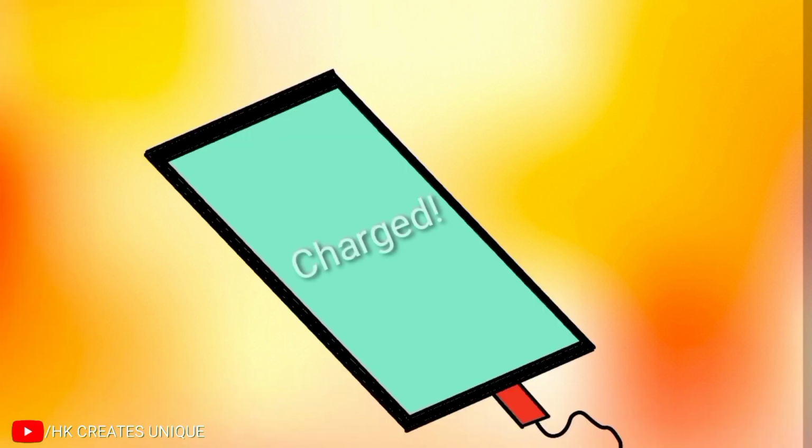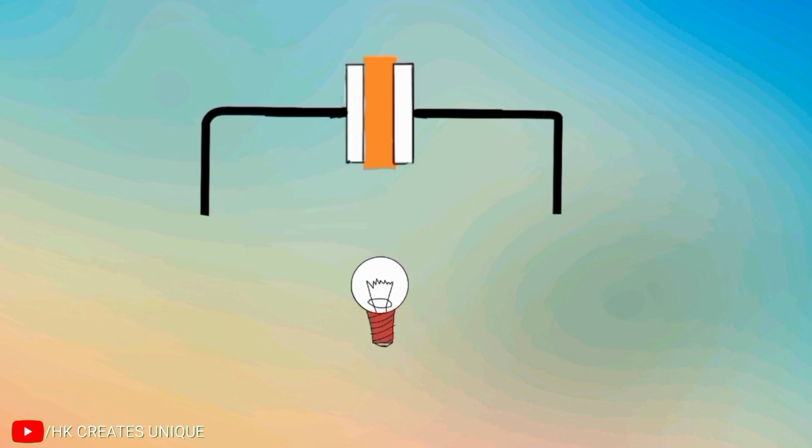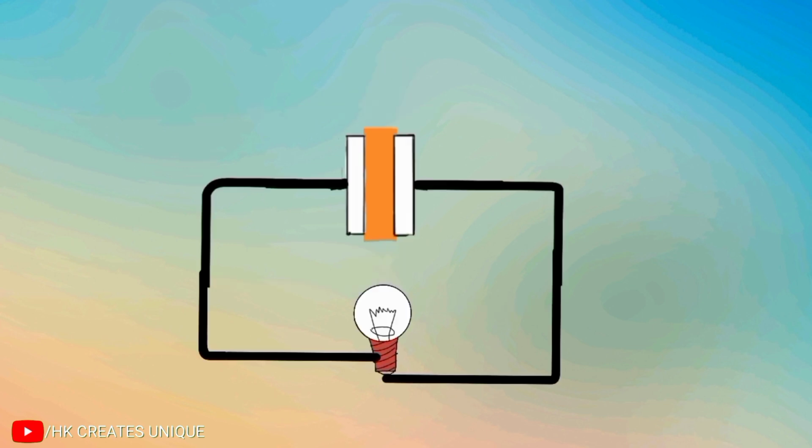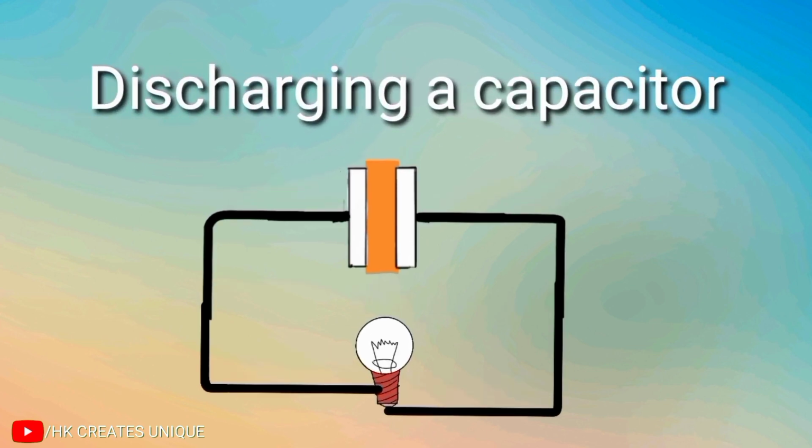Also, just like using a phone after charging it, a capacitor can also be used after charging. For example, if I connect a bulb at the terminals of a charged capacitor, the voltage of the capacitor will be enough to light up the bulb for a little time. This process is called discharging a capacitor.